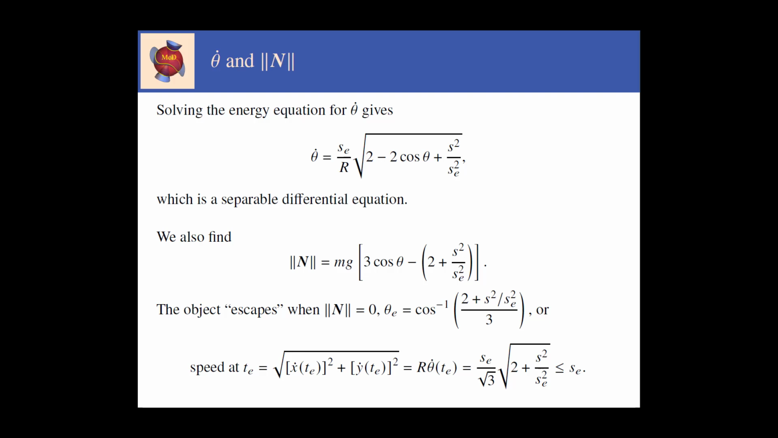And so the escape angle is the arc cosine of (2 plus s squared over the escape speed squared) all over 3. The corresponding speed at escape is s sub e over the square root of 3 times the square root of 2 plus the initial speed squared over the escape speed squared. And this is less than or equal to the escape speed. So again, the speed at escape is less than or equal to the escape speed.